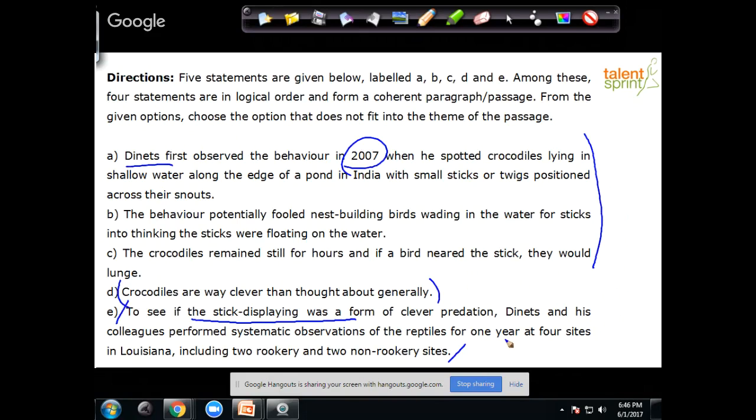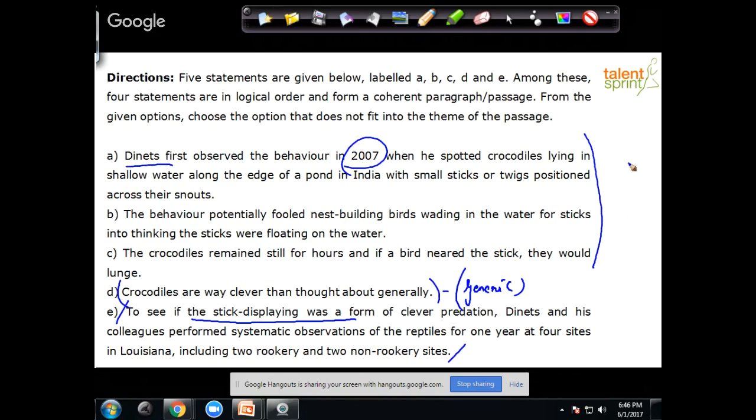So the option that is breaking that logical story sequence, I want to know. So he first started this observation in 2007. B and C clearly explain what happens, and then what? Where is the conclusion to that? E is the one that is concluding. D is very generic.